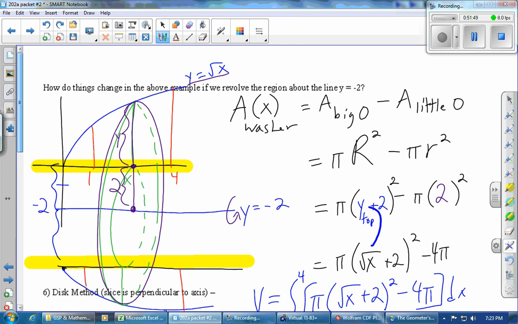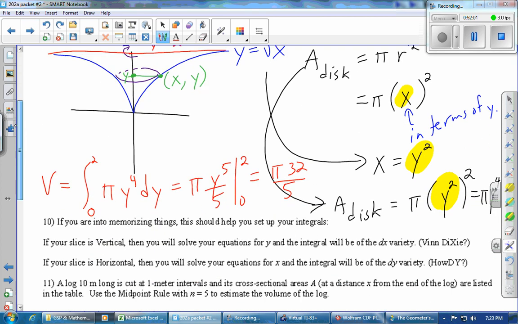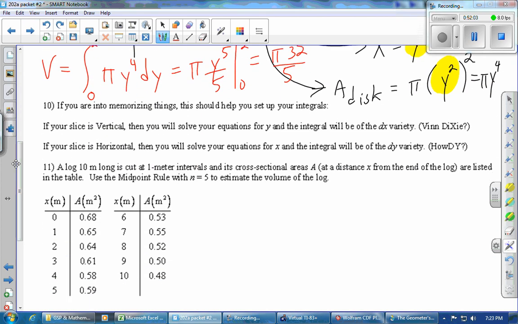In this case, the equation was just y equals square root of x, right? It was already done, so we didn't have to do anything. But you have to solve for y no matter what if it's a vertical slice. So let's see what kind of creative mnemonic device I came up with. If your slice is vertical, you will solve your equations for y. So we just talked about that. And the integral will be of the dx variety.